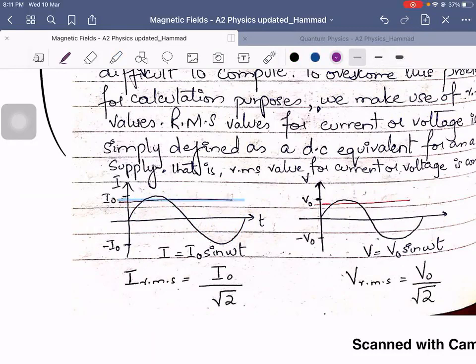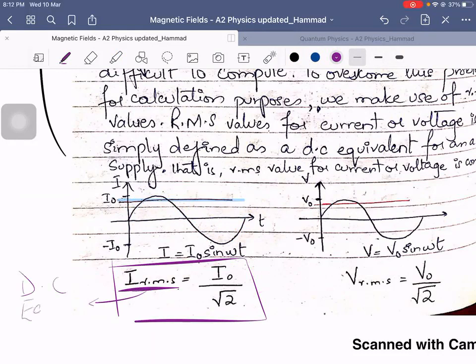And we can work that out using the formula RMS, where RMS is the DC equivalent of the AC supply. RMS means root mean square. This is your peak voltage, the I naught value, divided by under root 2.